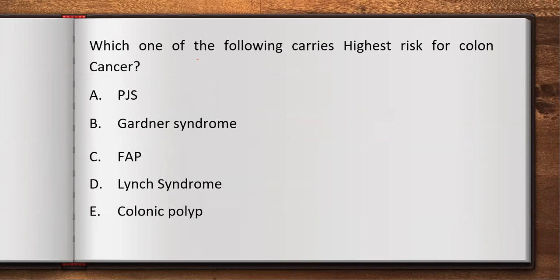So the first question is: which one of the following carries the highest risk for colon cancer? A, Peutz-Jeghers syndrome; B, Gardner syndrome; C, familial adenomatous polyposis; D, Lynch syndrome; and E, colonic polyp. What do you think carries the highest risk of colon cancer? Now, each of these conditions has a risk of colon cancer. More or less, all of these options can increase the chance of colon cancer. But which one is the highest?